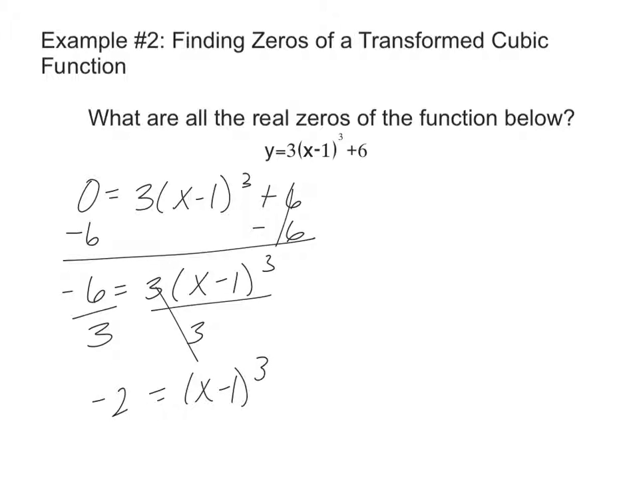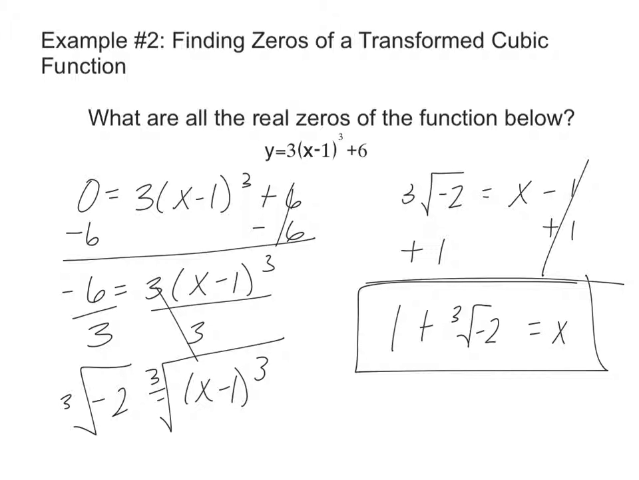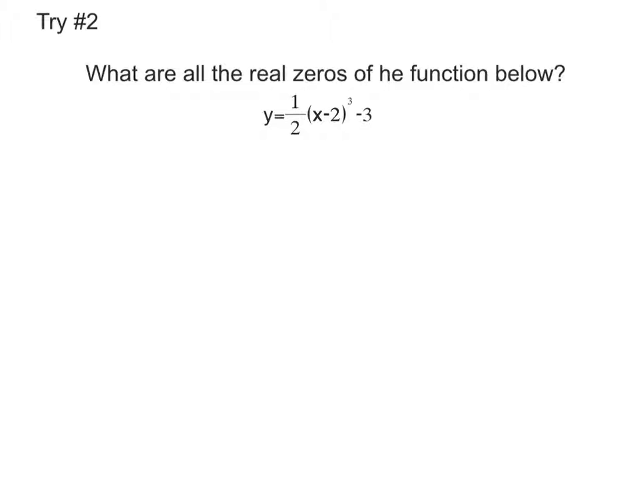Okay, the opposite of cubing is cube root, which has a little 3 on the end. Let's see, the cube root of negative 2 equals x minus 1. And then finally, to get x by itself, we're going to add 1. And I'm going to put the cube root in the back. So that'd be 1 plus the cube root of negative 2 is equal to x. And we are done. All right, let's try the next one.